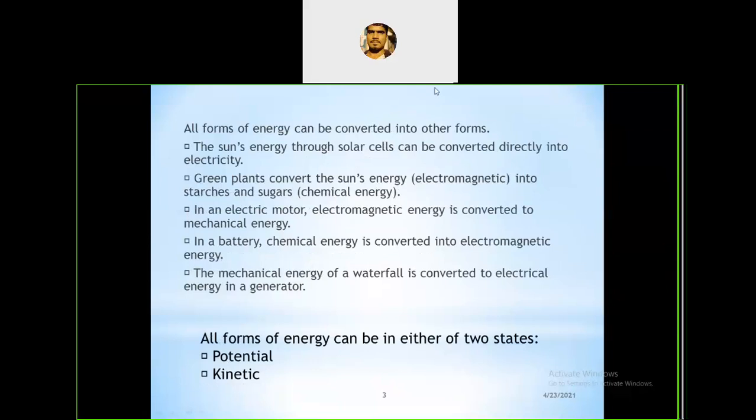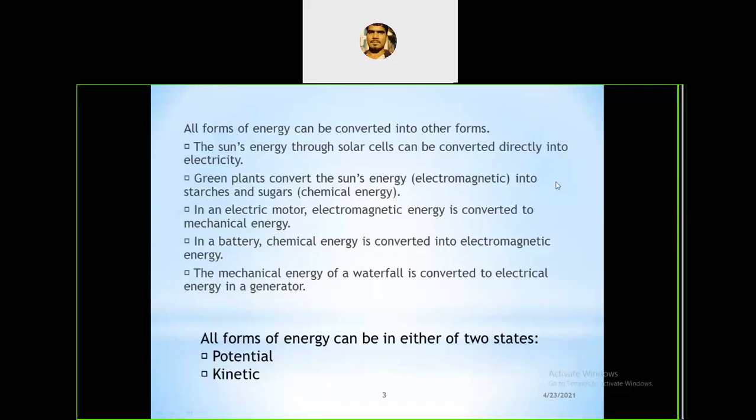Next slide. So all forms of energy can be converted into other forms. I already told that energy can neither be created nor destroyed. The only thing is we can convert or transfer it from one form to another form. Here, the sun's energy through solar cells we can convert directly into electric energy. Or green plants, because of photosynthesis, they produce energy. That stored electromagnetic energy we can convert into starch or sugar, that is chemical energy.